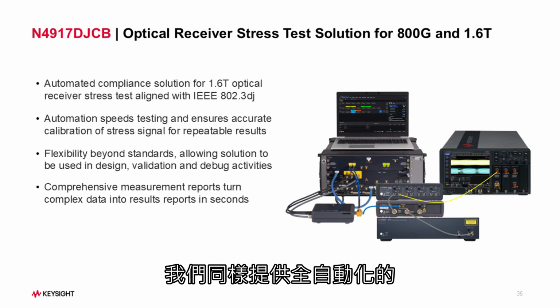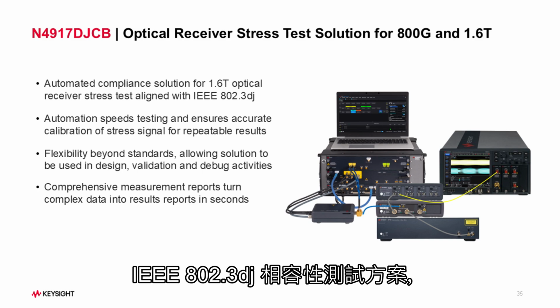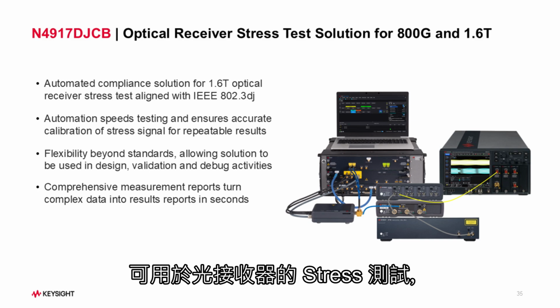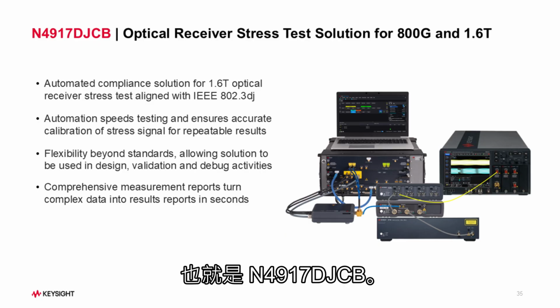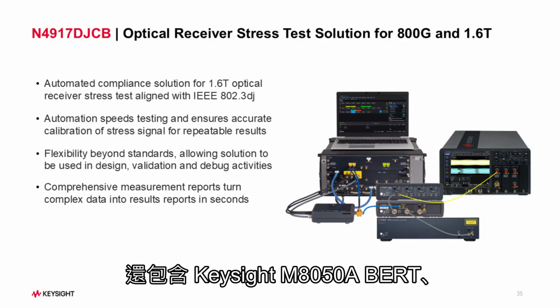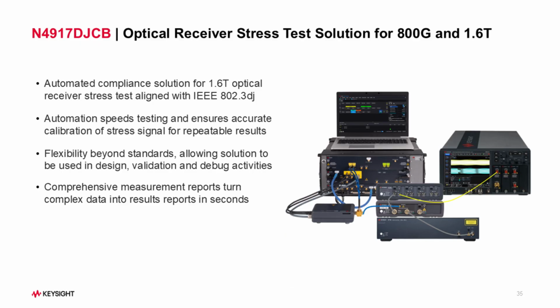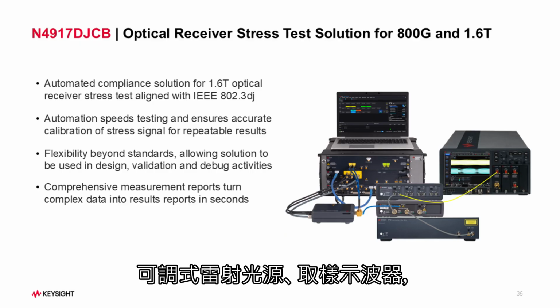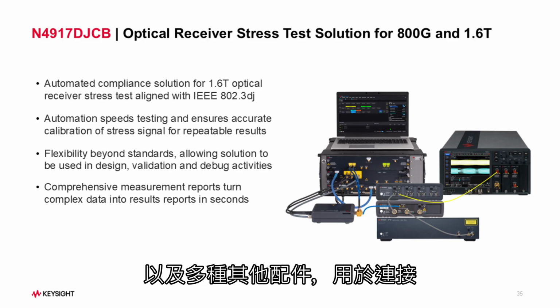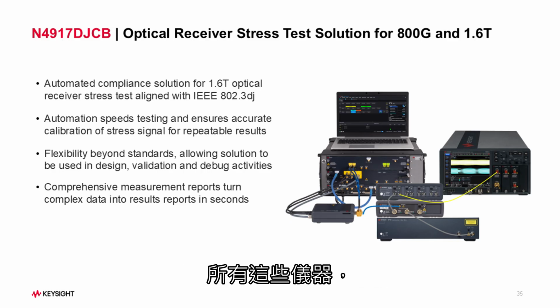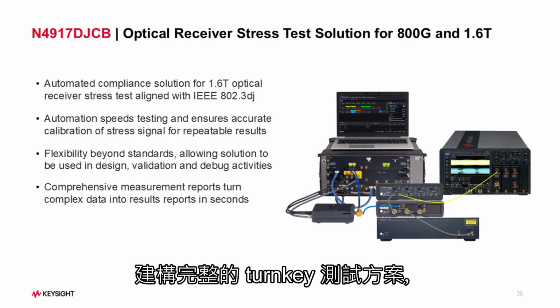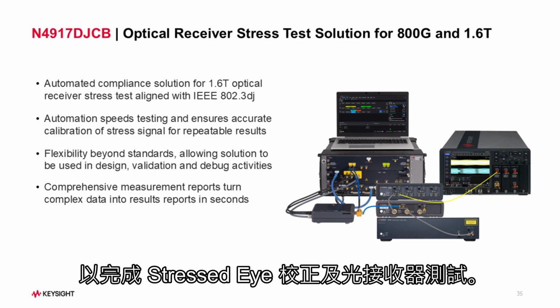On the receiver side, we also have a fully automated 802.3 DJ compliance test solution for stress testing an optical receiver, and that is the N4917 DJCB. In addition to the automated compliance software, the test solution includes a Keysight M8050 BERT, an N7718C reference transmitter, a tunable laser source, a VOA, a sampling scope, along with multiple other accessories to connect all of these instruments together and create a turnkey solution to calibrate the stressed eye and test an optical receiver.